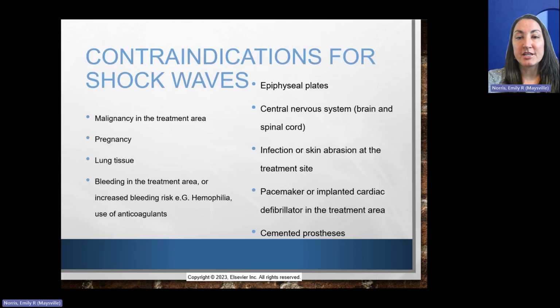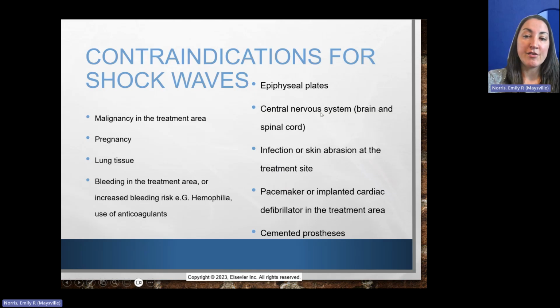Some of the contraindications for shock waves. If there's cancer, pregnancy, you can't do it over lung tissue, over bleeding in the treatment area, or increased bleeding risk, such as someone with hemophilia or somebody that's on blood thinners. You don't want to use it over growth plates.